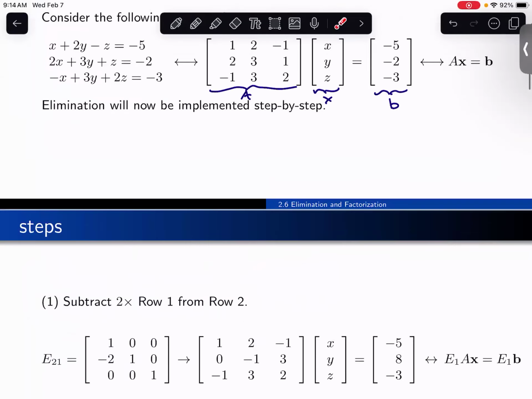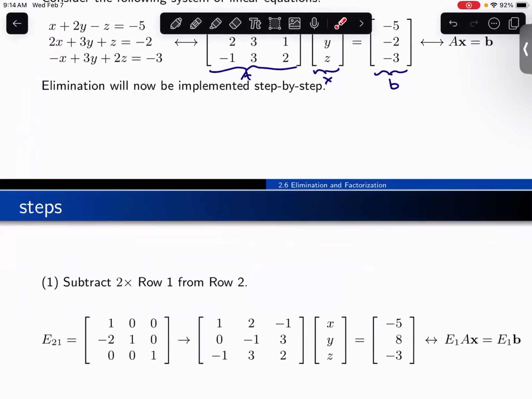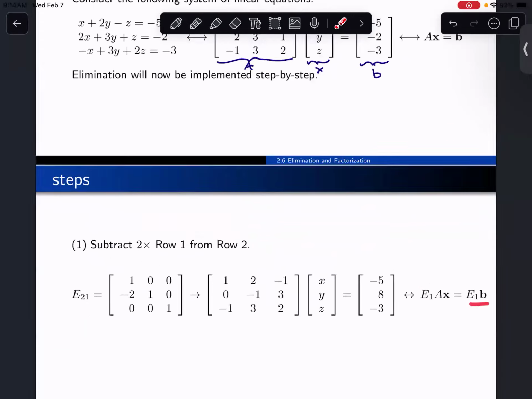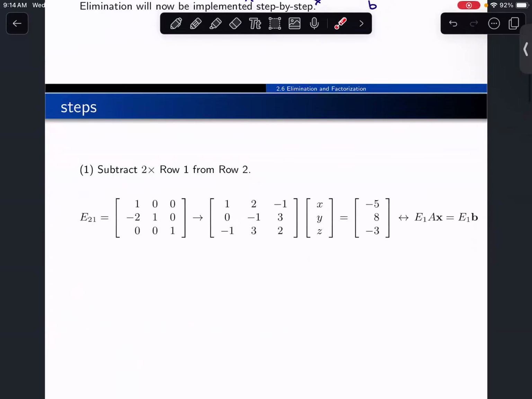A way of rewriting this, which we didn't really look at before, is that we had an equation AX is equal to B, and now we have a new equation of the form, instead of E1, it should be E2,1, E2,1 times AX is equal to E2,1 times B. So we just take this system of linear equations and multiply by this matrix right here. And then you just keep on going.